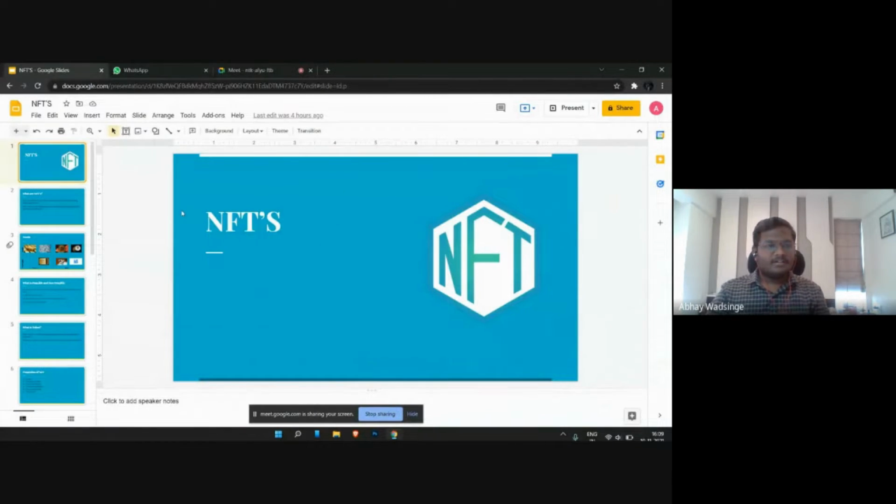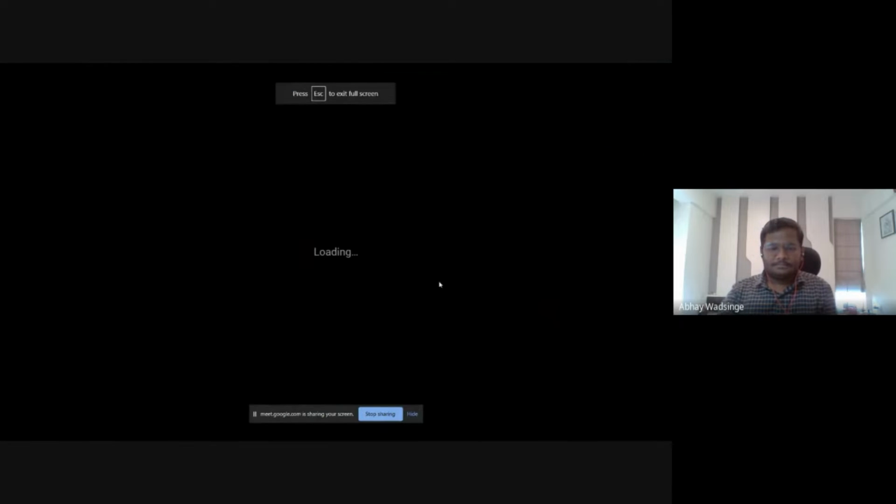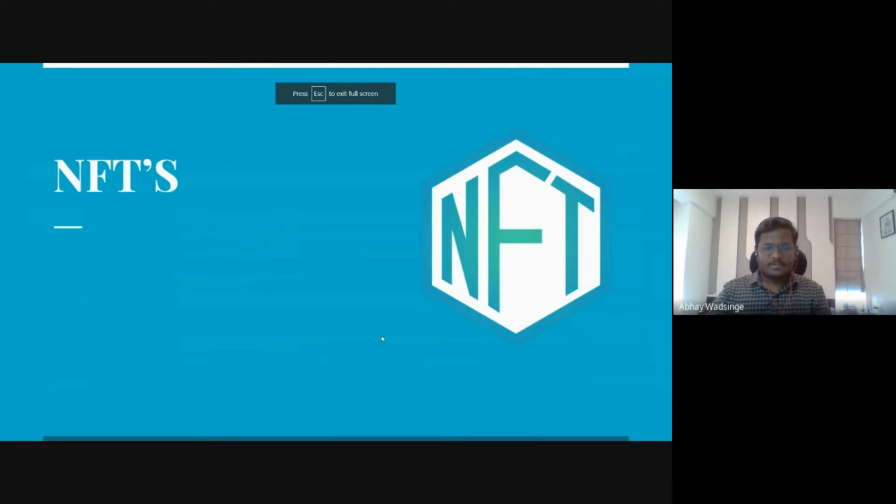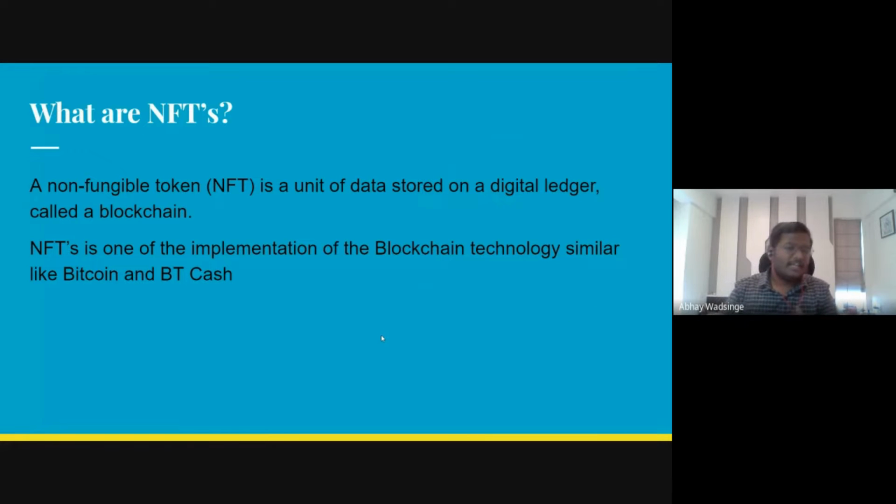Okay. Is it visible? Yeah, it is visible. So we'll just start with what NFTs are. The abbreviation NFT stands for non-fungible token.